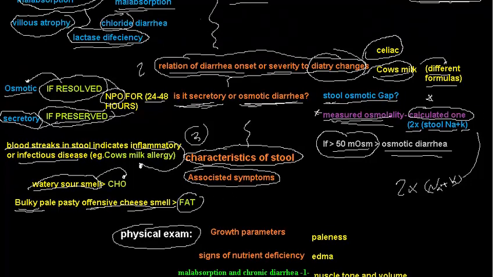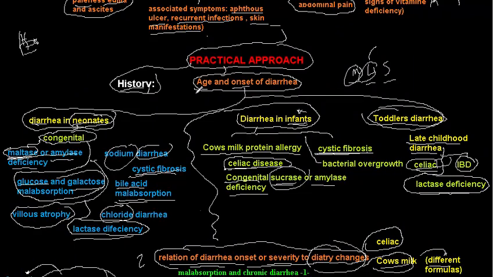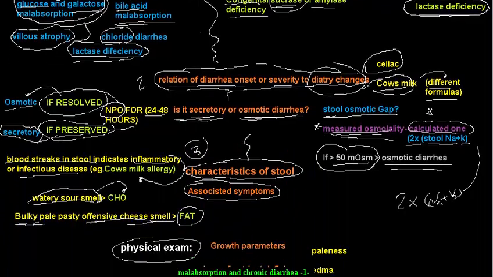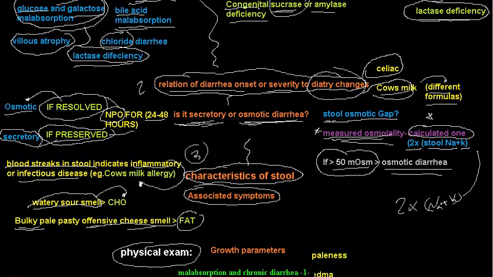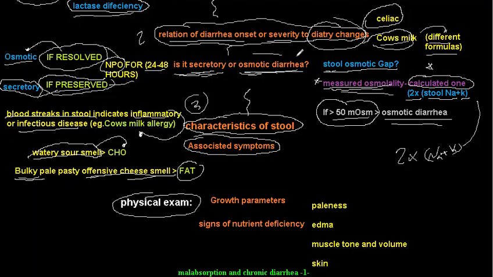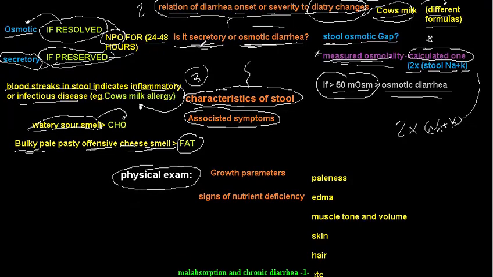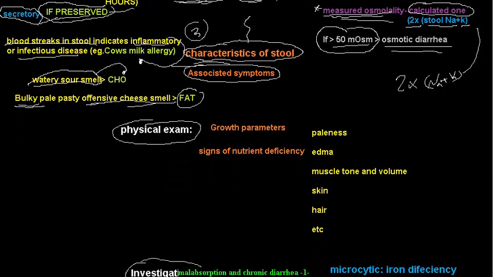This is how to take history. You have to ask about the age and the onset to know the differential diagnosis with the diarrhea of neonates, infants, toddlers or late childhood. Each age group has its own underlying causes of diarrhea. You have to know the relation of the diarrhea onset to dietary changes, whether it is secretory or osmotic diarrhea, the characteristics of stool, and the associated symptoms of diarrhea. Do you have any skin lesion? Do you have fever, failure to thrive? You have to ask about these.